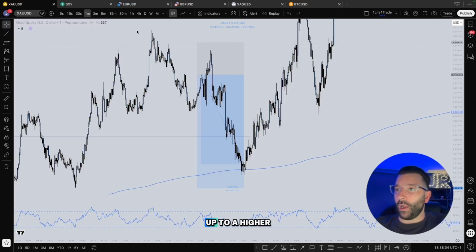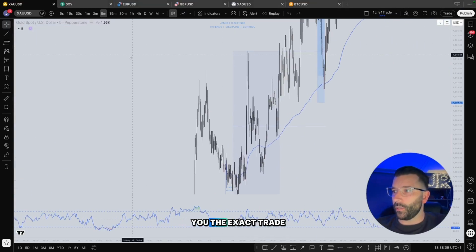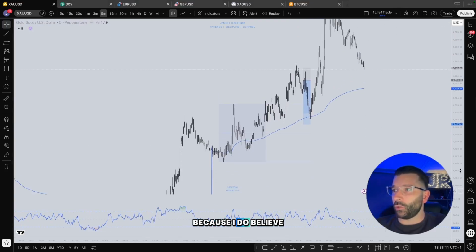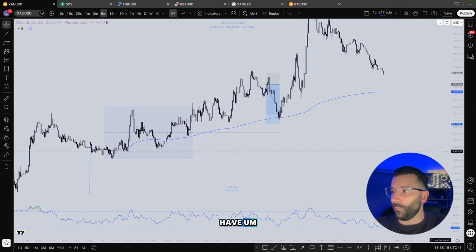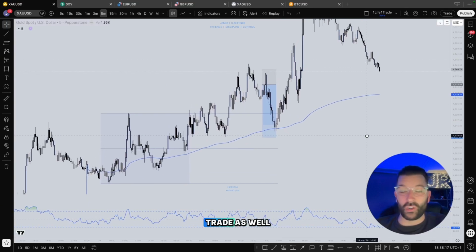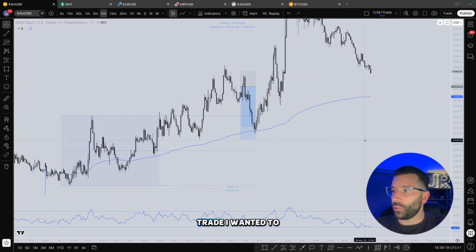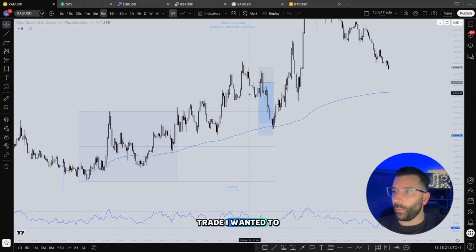So let's go back up to a higher time frame. Let's go to the 5 minute and show you the exact trade, because I do believe actually trader 1 might have called a very similar trade as well. So this was the trade I wanted to get in.